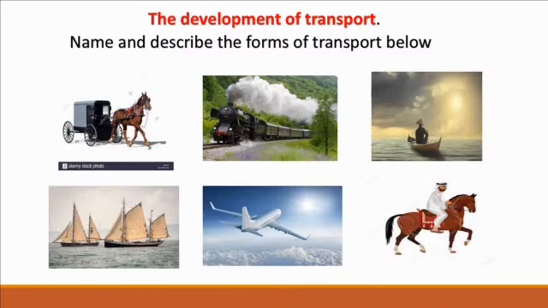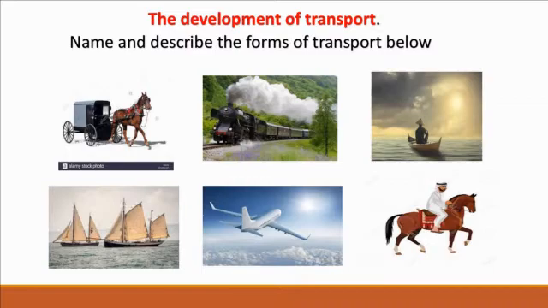The third picture, we can see a man on a boat, traveling from very far places to far places only using a boat. You can see how difficult it was. The other one is a ship. It's not much different from the boat, but you can see how it's constructed. All these are ancient forms of transport.